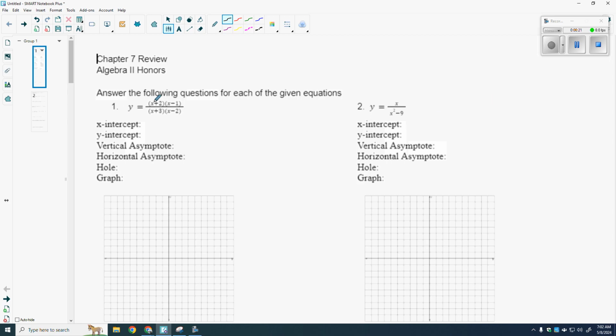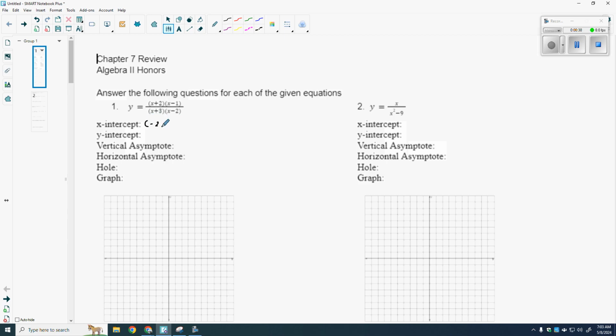First thing, x-intercepts. If you look at your cheat sheet, it's the value of x that makes the top 0. They are x, y coordinates. We do need to have good notation. Okay, so make sure you have good notation. It is an xy coordinate.